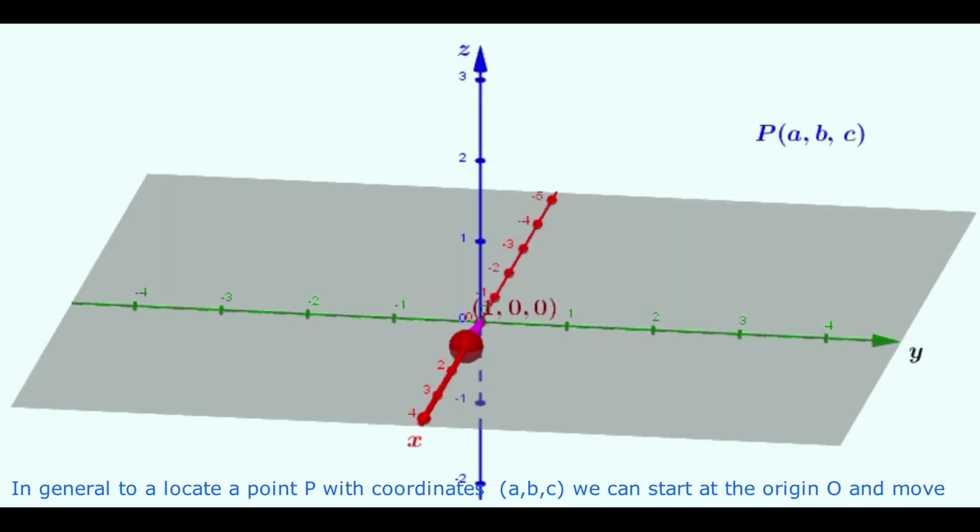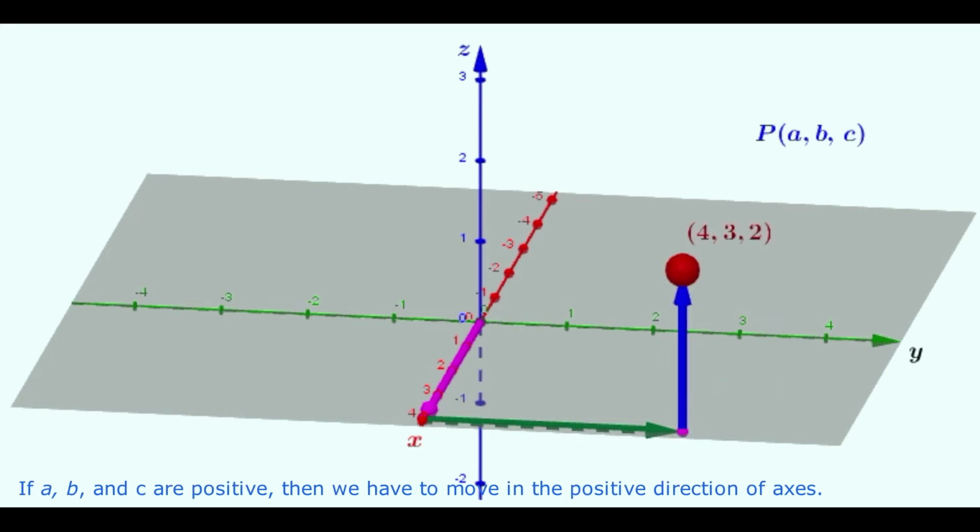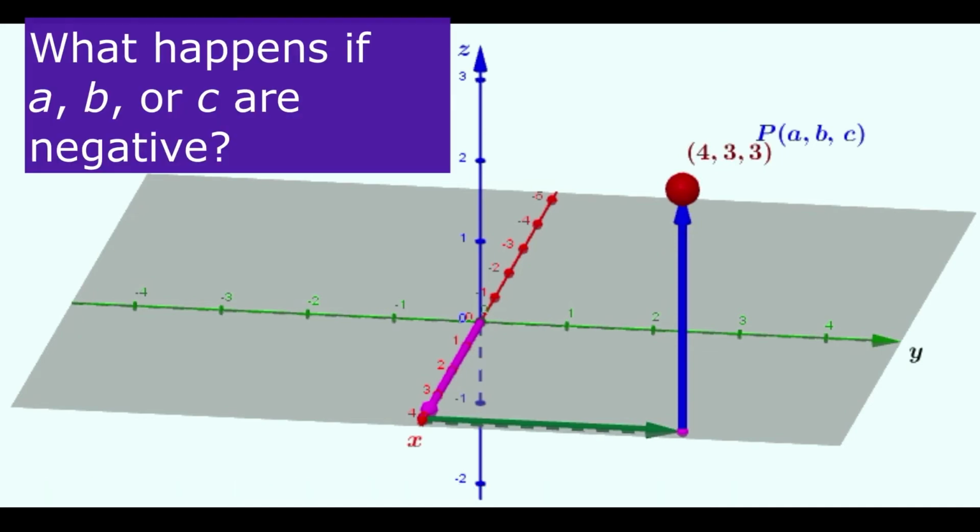In general, to locate a point P with the coordinates (a, b, c), we can start at the origin O and move a units along the x-axis, then b units parallel to the y-axis and c units parallel to the z-axis. If a, b and c are positive, we move in the positive direction of the axis. What happens if a, b or c are negative?